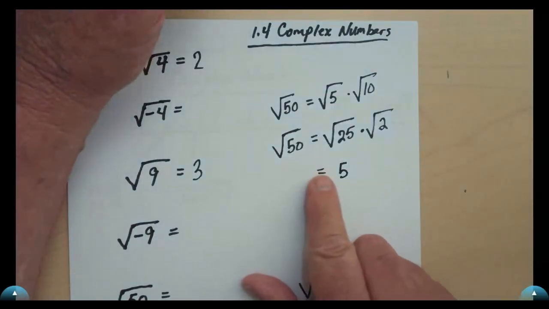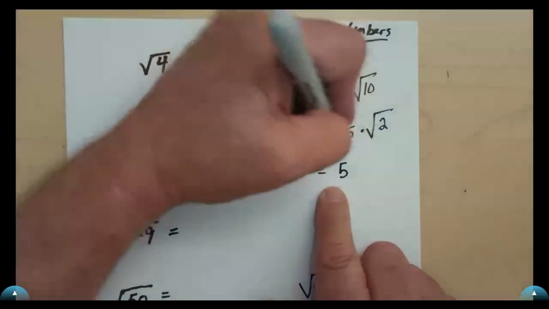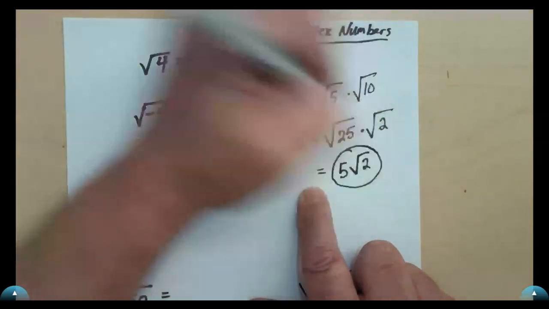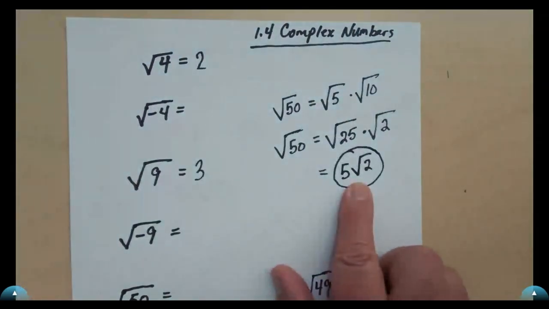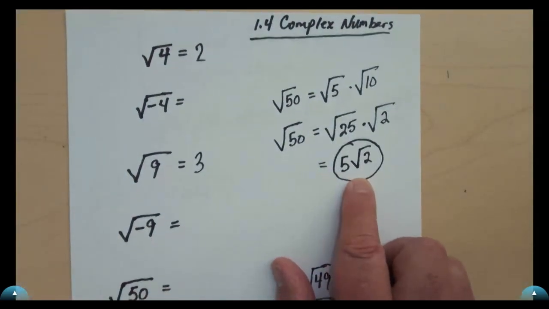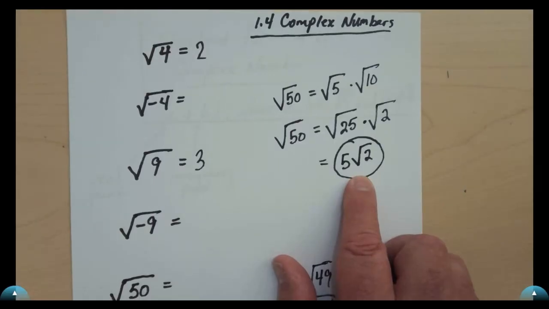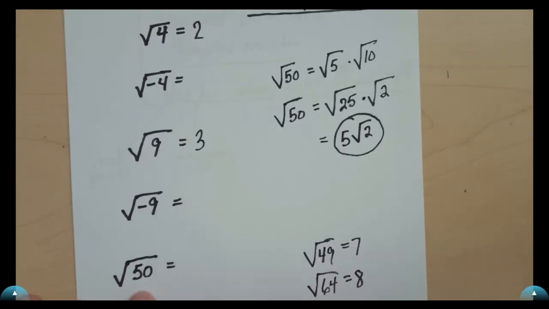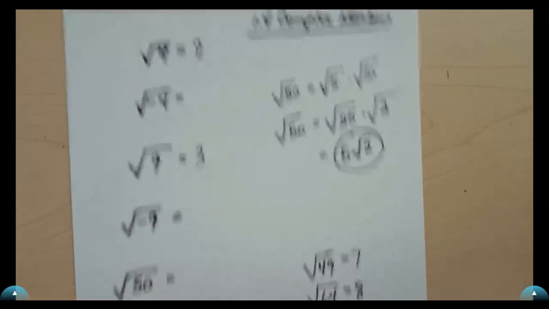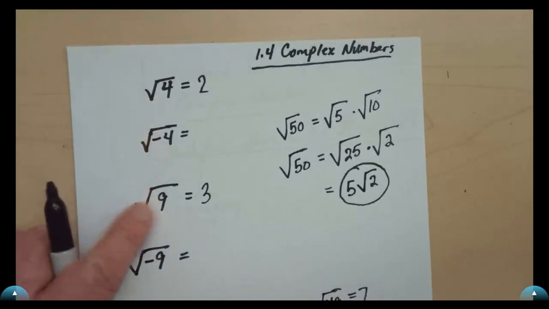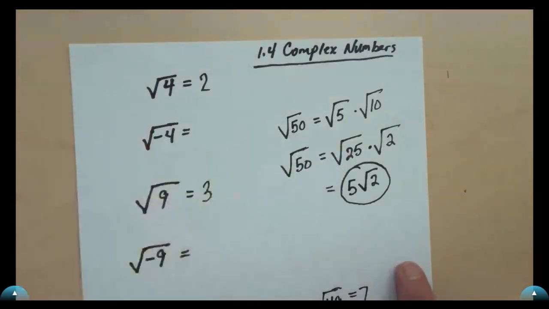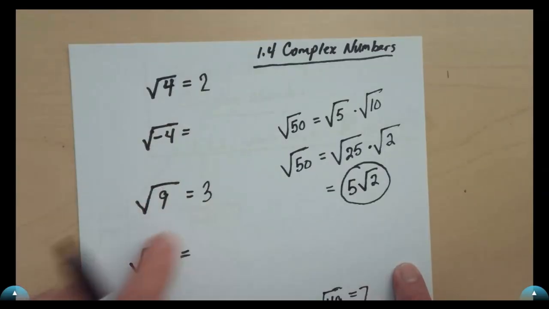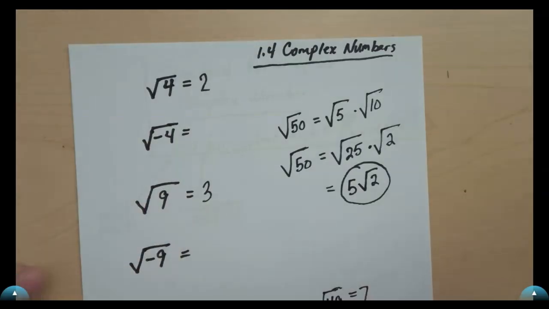So the square root of 50 then must be 5 times the square root of 2. Y'all see what I'm saying? So this is what the square root of 50 looks like if I simplify it. The trick when you're going to simplify a square root: if it's a perfect square like 4 or 9 or 25, you just write the number down. The square root of 4 is 2. The square root of 9 is 3. The square root of 25 is 5.